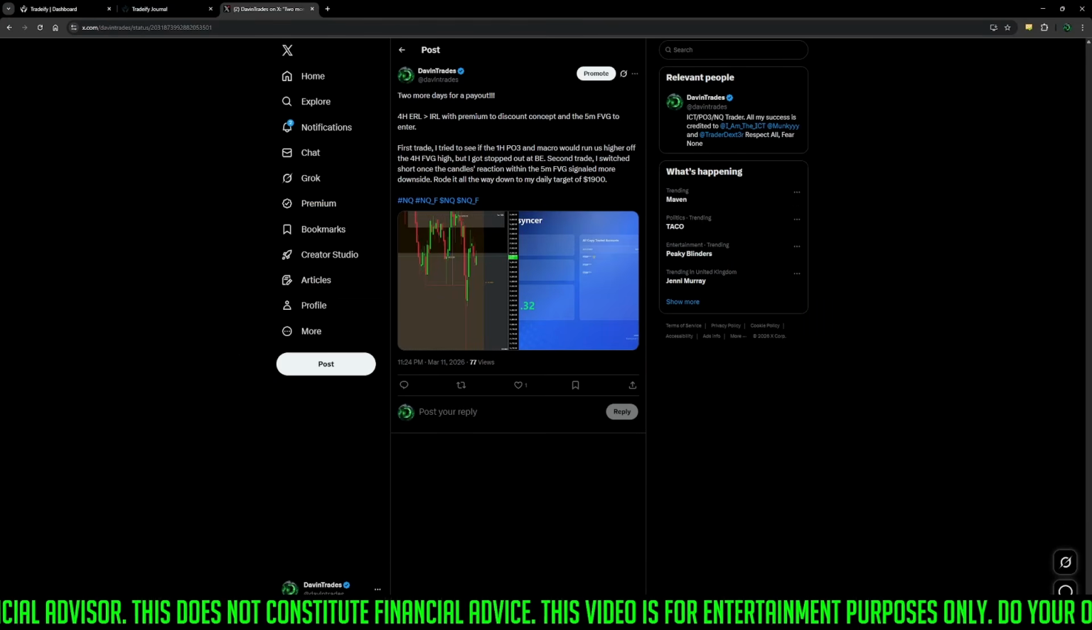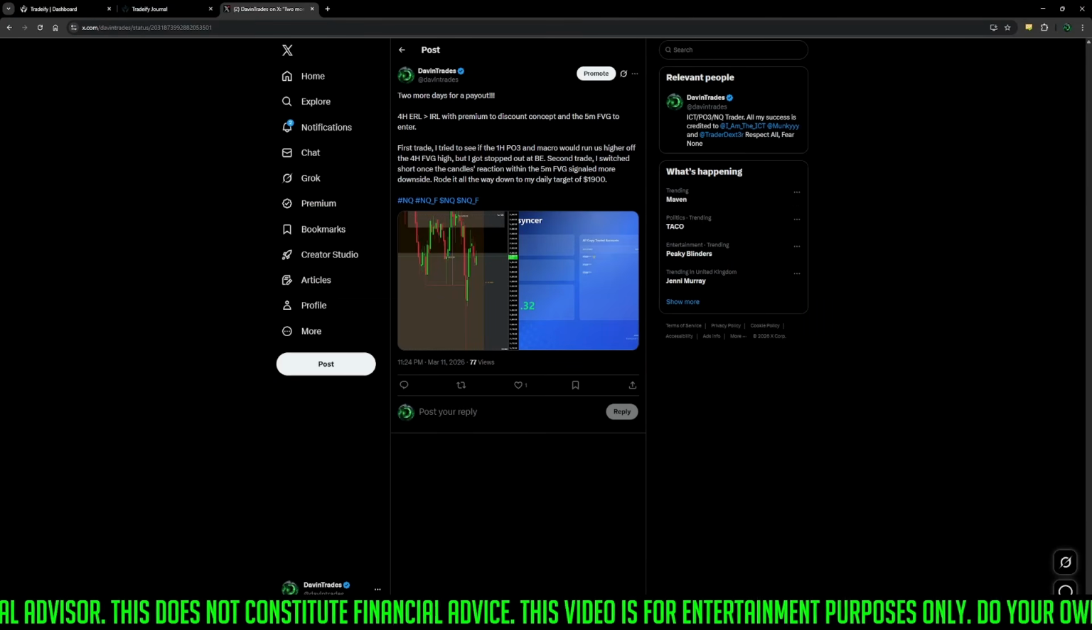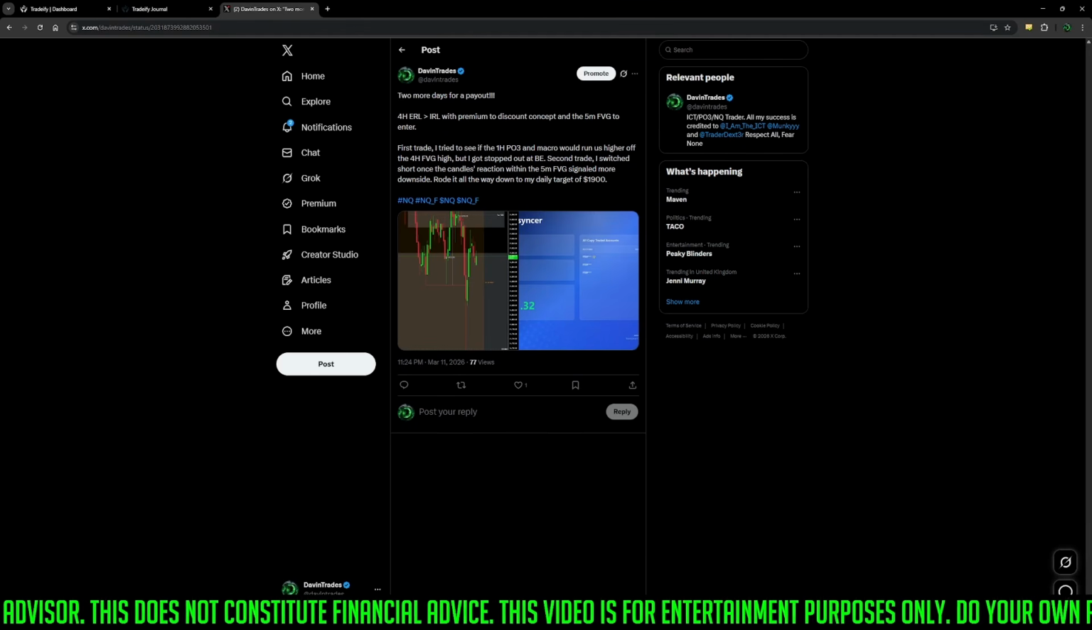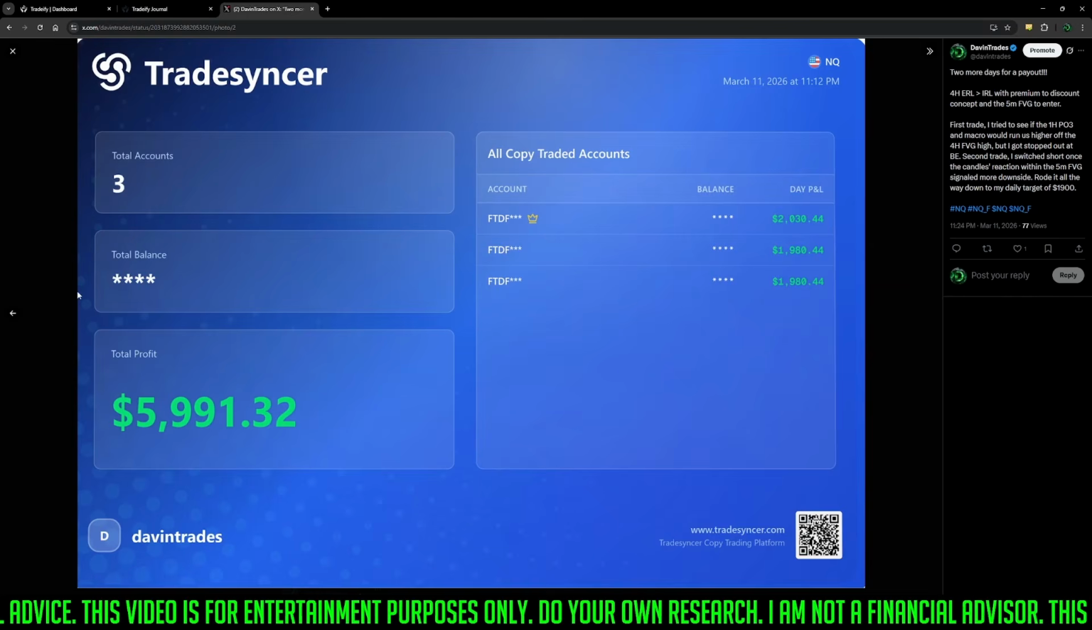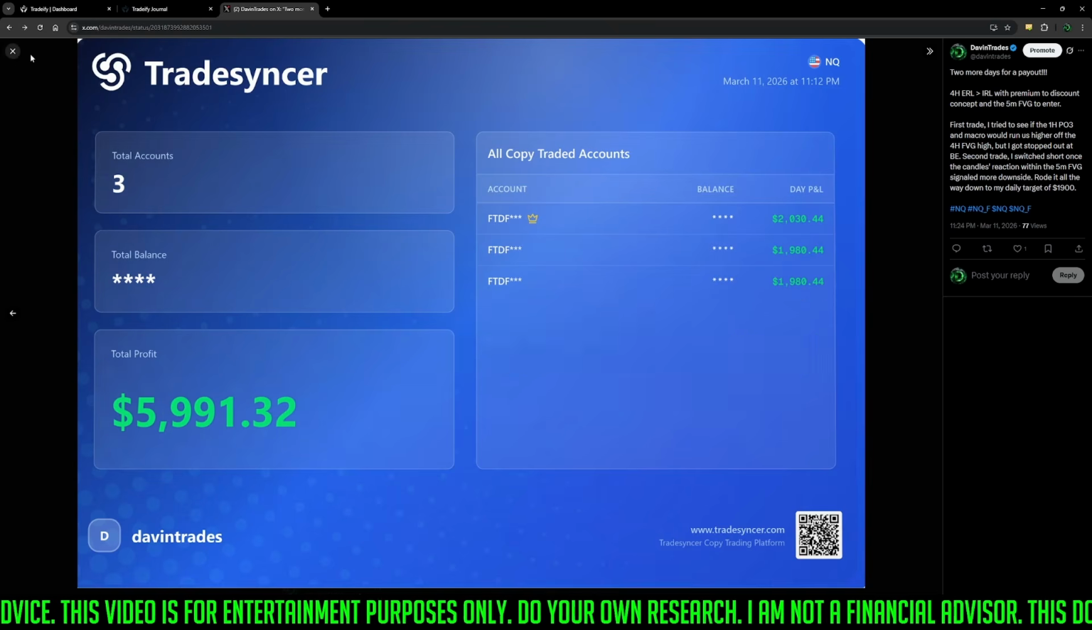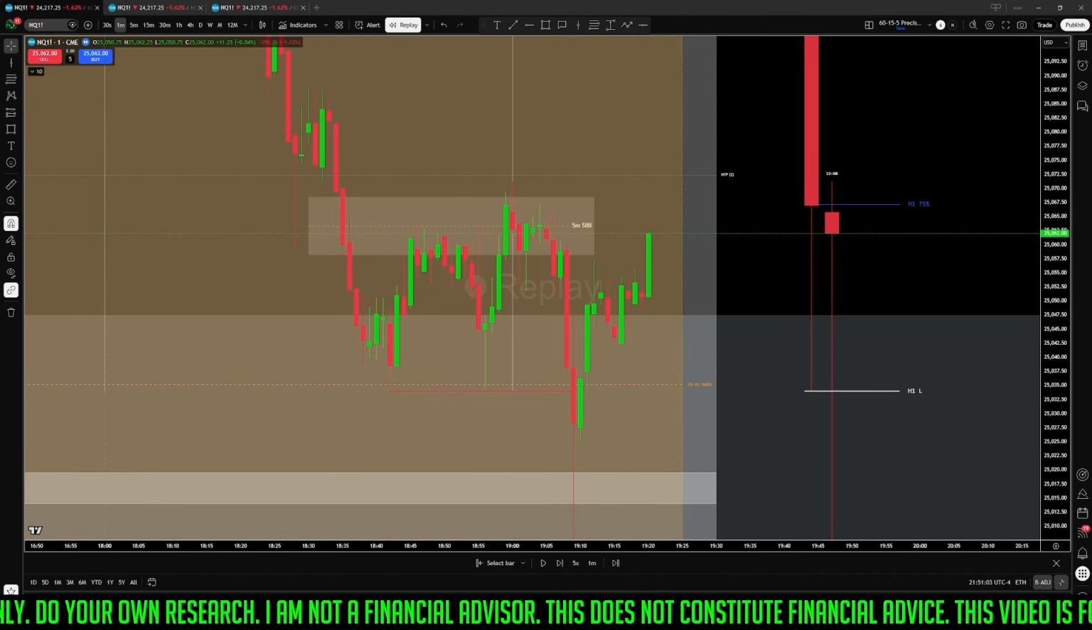All right, March 11. This is what I posted. This was at 11:24 p.m. my time. That's my executions on the chart. And then this is the overall profit that I had off the two accounts. This is the area that I took that trade in.